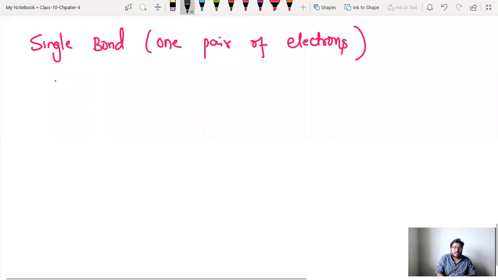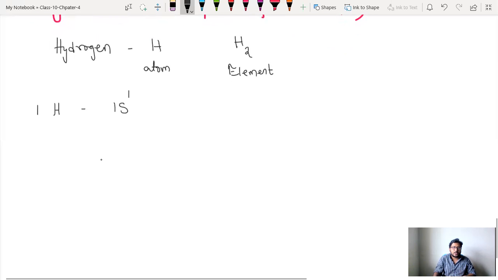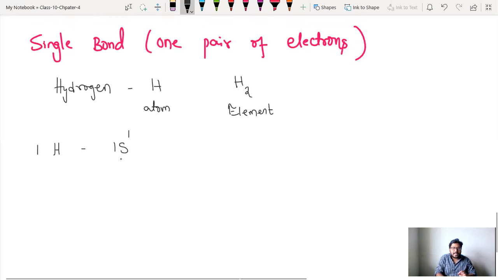Example, we'll take hydrogen. Hydrogen H is an atom, but in chemical reactions we take H2, isn't it? H2 is an element. Now, how is this H2 formed? First, hydrogen's atomic number is 1. If you write the electronic configuration, it is 1s1. It is not stable. To get stable, what will it do? It will try to get 1 electron such that it becomes 2, which is the helium electronic configuration.